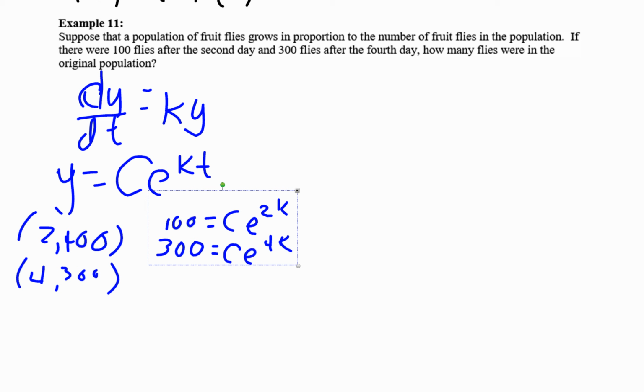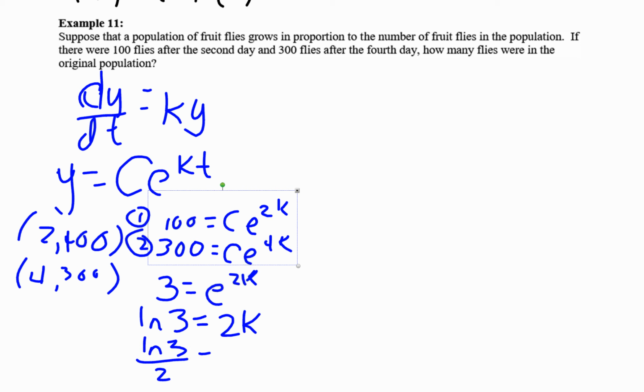Now we have systems of equations. We could divide the equations. All right, so I'm going to divide equation 2 by equation 1. 300 divided by 100 is 3. C divided by C, that disappears. And then e to the 4k over e to the 2k equals e to the 2k. All right, now that's something easy to solve. And 2k ln e, so ln 3 over 2 equals k, which is really helpful here.